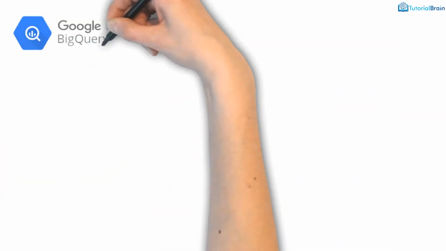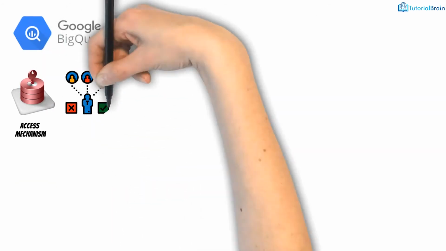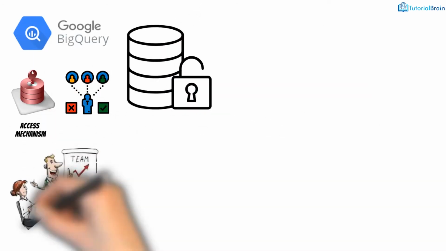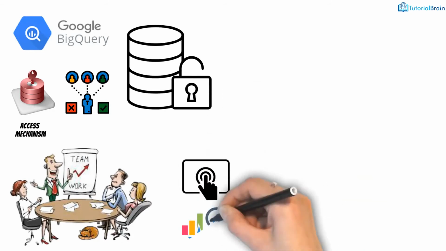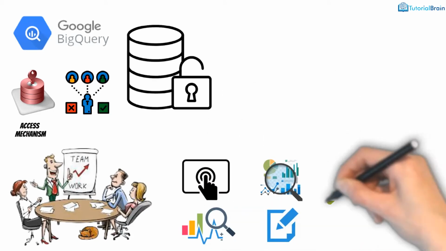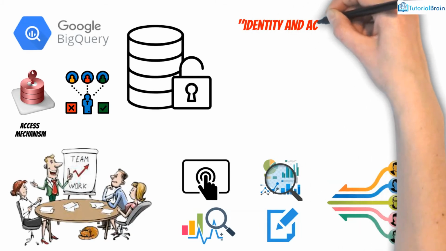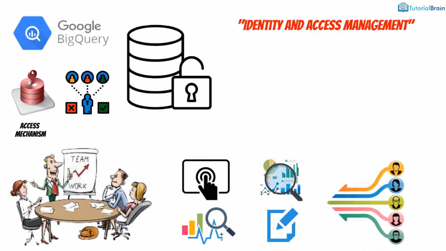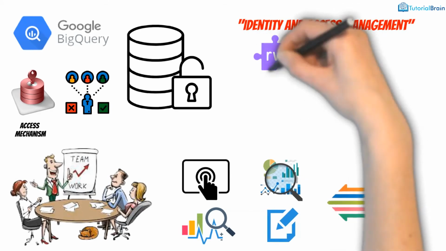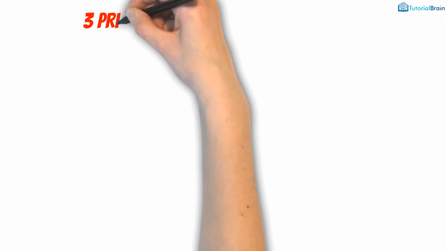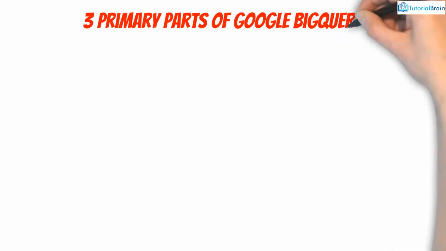Google BigQuery has an access mechanism using which you can decide whom to give access to your data and what level of access to give, so multiple team members can use, analyze, and edit the data depending on their role. Using Identity and Access Management of Google BigQuery, you can grant read or write access to an individual, team, or group.